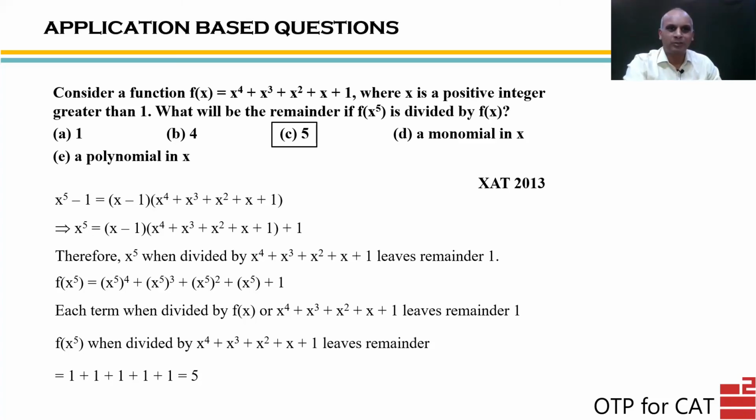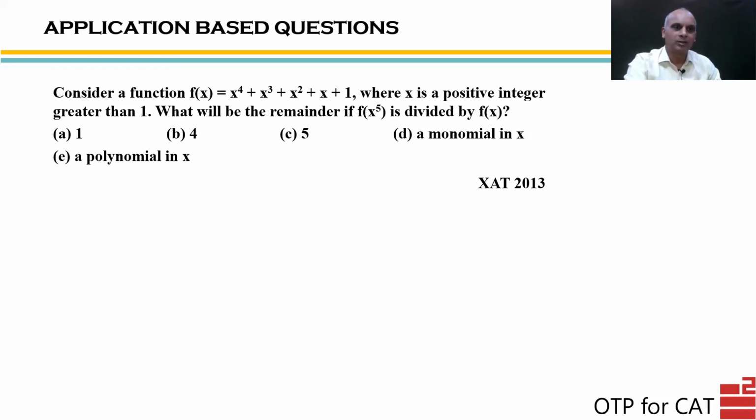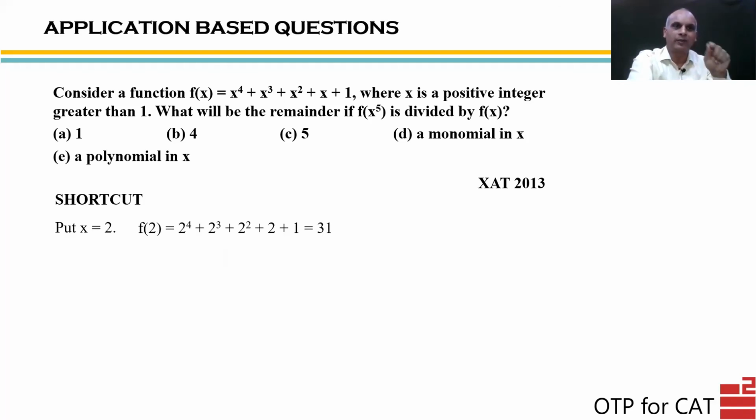Now it may not strike to you this method. So there is an alternative or a shortcut method to solve the same question. How do we go about this? We can take some value of x as, let's say, value of x is 2. When you put x as 2, what is f of 2 then? 2 to the power 4 plus 2 cube and so on, and that comes out to 31. f(2) is 31, and the question is f of x to the power 5 when divided by f(x), what is the remainder? x to the power 5 means 2 to the power 5, which is 32. So the question is f(32) divided by f(2), what is the remainder?